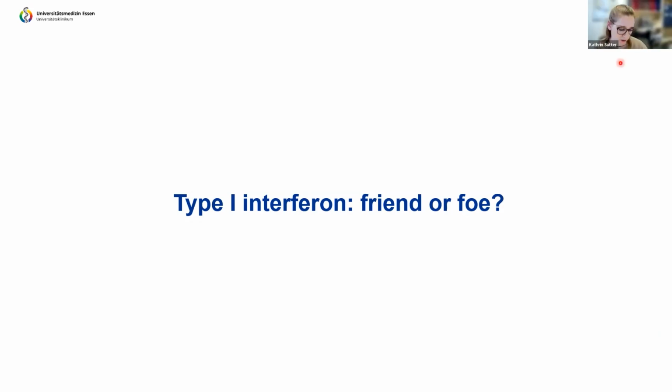Okay, so then I will go on. So I already told you a little bit that type 1 interferons have a lot of good characteristics, but a few years ago, there were 2 studies showing that interferons can also be quite bad.